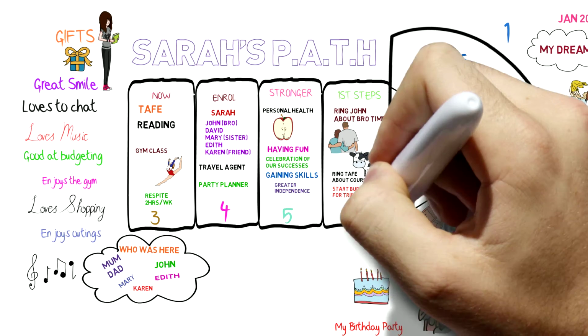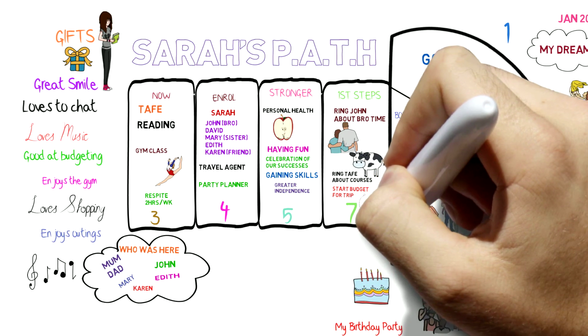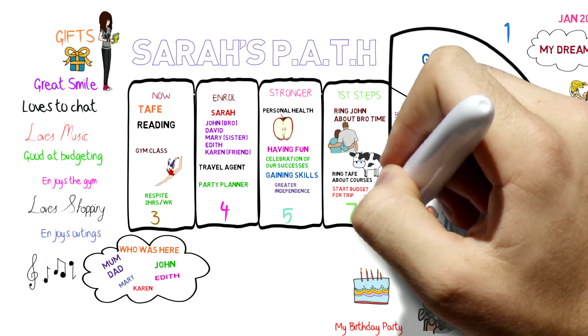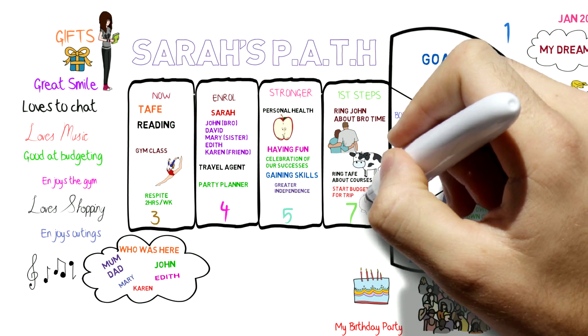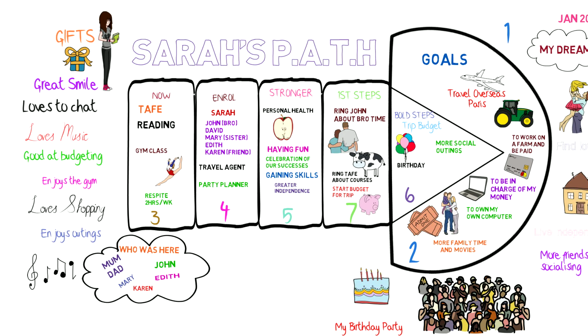Also looking backwards, what progress has been made? What are the goals to be achieved in the next month? And what support is needed from each other?